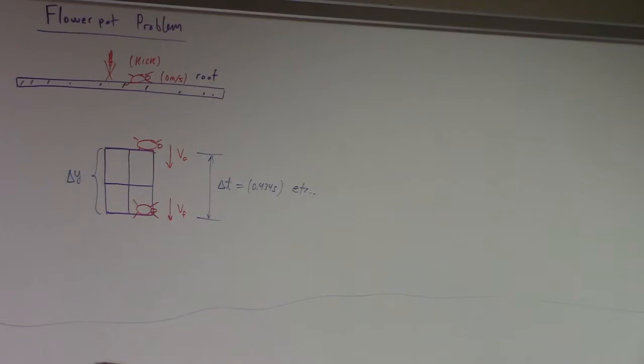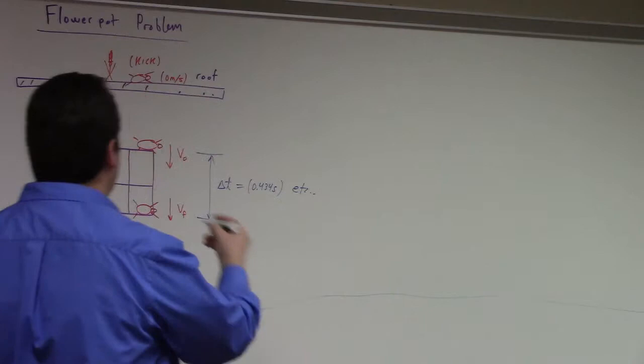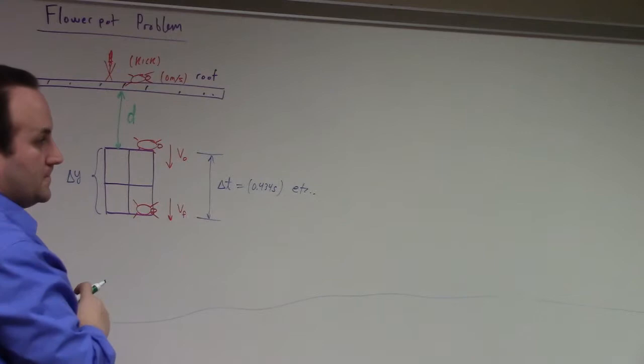Then the question is what? The question is how far above the window was the cat nudged off the roof, right? Or how far above the window was the flower pot pushed off the sill? Same question, slightly less interesting. So we're really interested in particular in this distance here, which we can call d, right?